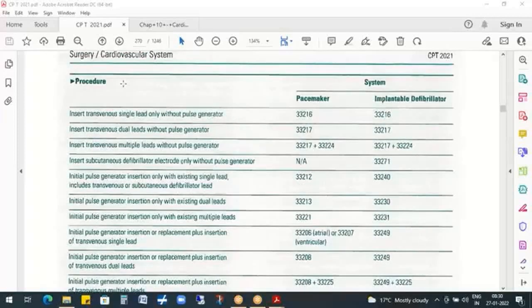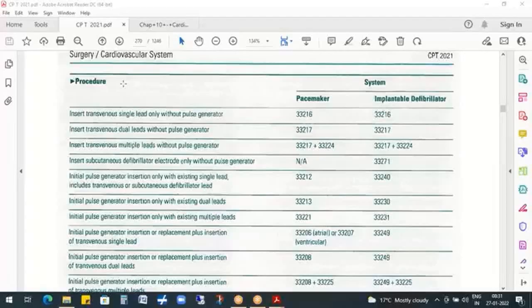What is the first point I said? Insertion of lead. That means the first 3 rows you can see in the table. That is the insertion of lead. Second point, placement of generator through existing lead. You can see the 4th row, 5th row and 6th row.